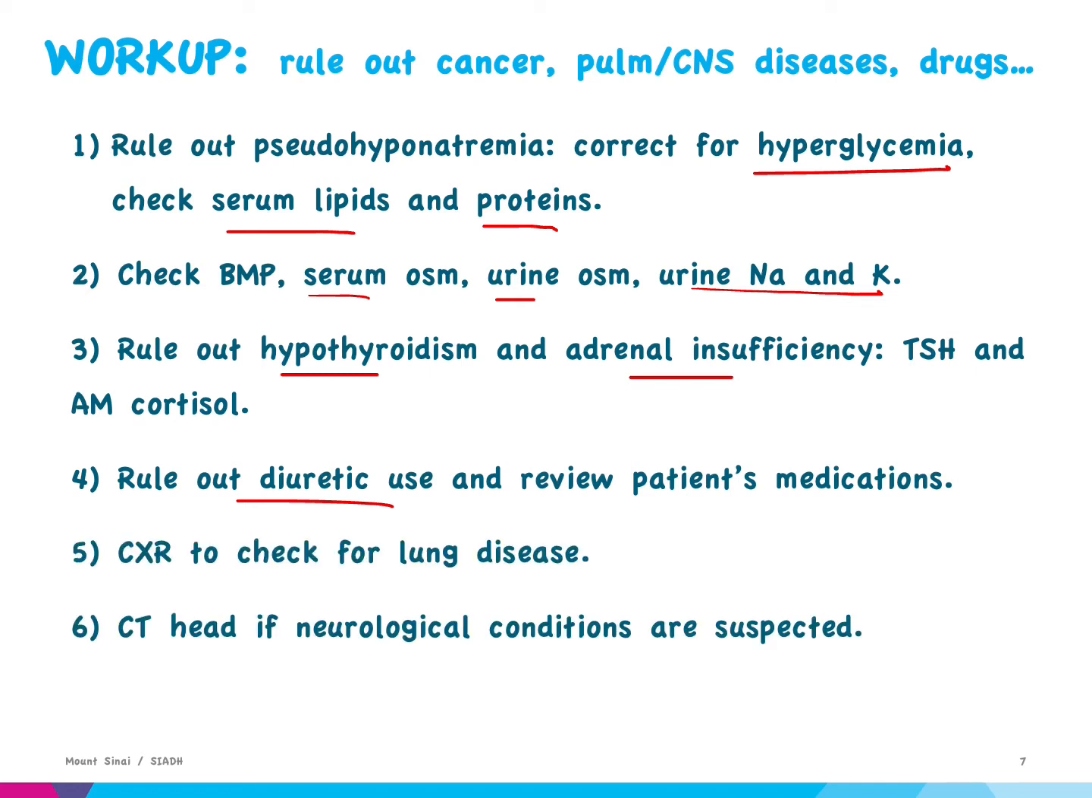And then these are more specific tests. So once we have done all the screening and we want to try to find out the reason that the patient has SIADH, we might look for lung disease, we might look for neurological conditions. So this is just a general indication, but it's not really specific to the case.